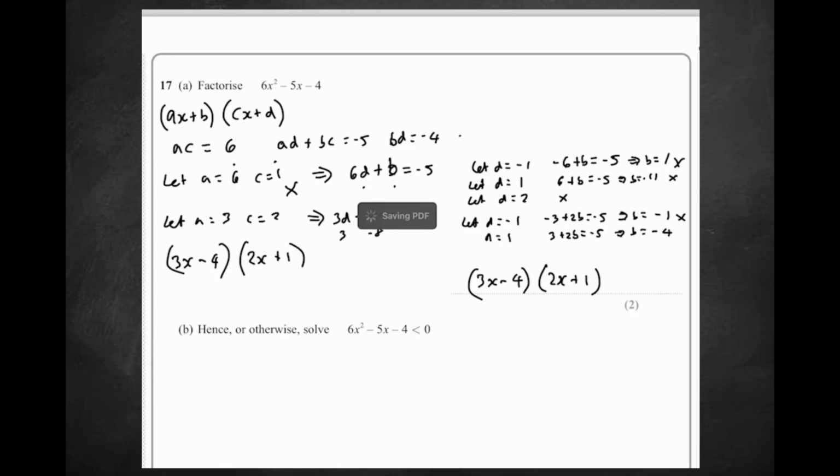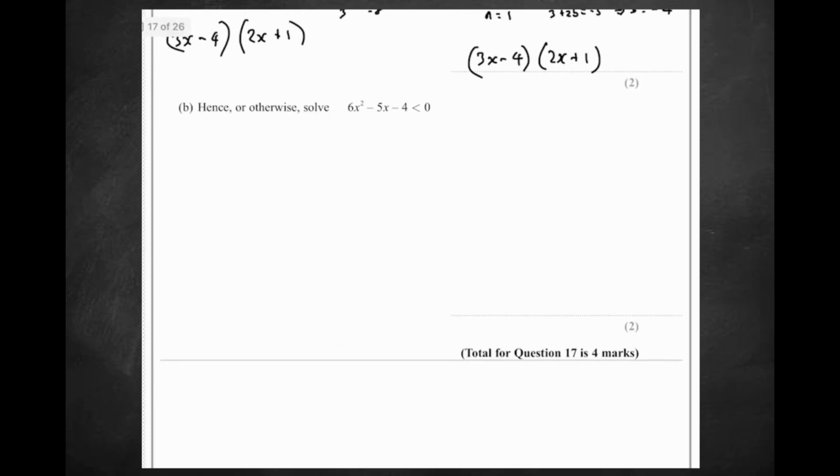Hence or otherwise, solve 6x squared minus 5x minus 4 is less than 0. So we factorized in part A for when the equation equaled 0. So now we want all of the solutions where the line is less than 0. So what I'm going to say is 3x minus 4, 2x plus 1 is less than 0.